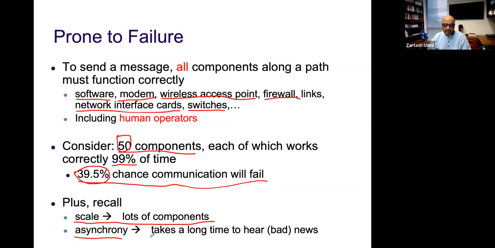Plus recall that the internet operation is asynchronous and it will take a very long time to hear the bad news. So let's say there is a feedback mechanism. I try to send some packet to somebody else in the US, somewhere in the middle, maybe around Europe, the packet gets dropped or packet gets corrupted. So that feedback might come back to me that please send the packet again because the earlier packet that you've sent has been dropped. So please send the packet again.